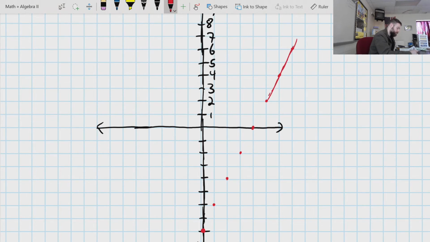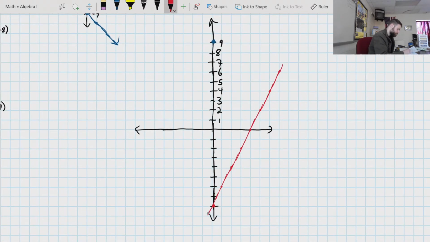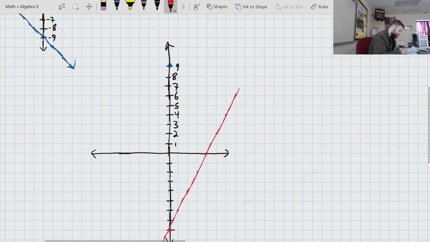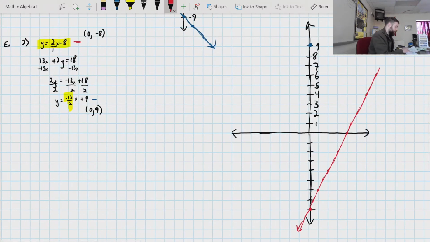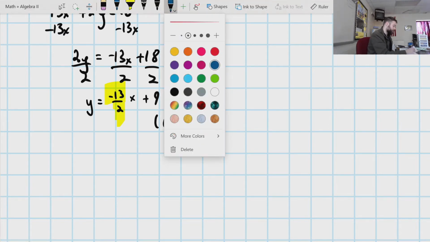So that's what my line looks like. And then from 0, -9, it's telling me to go down 13 and right 2. So we're actually going to do that in blue. So from 0, -9, I'm going to go down 13 and right 2.